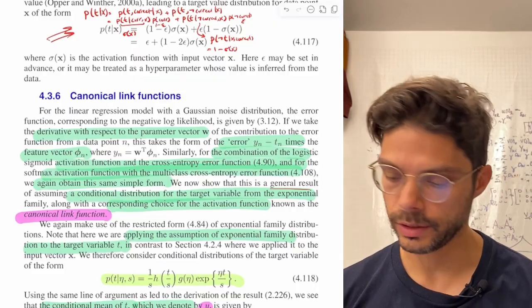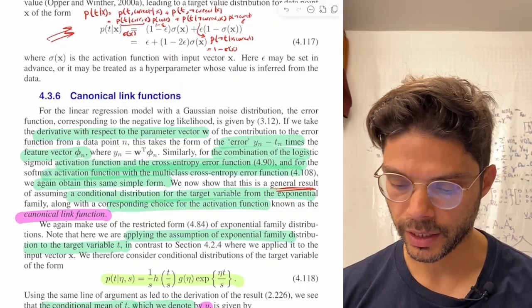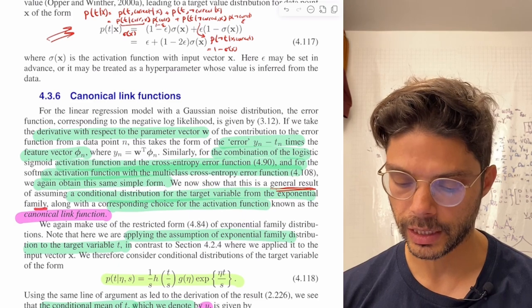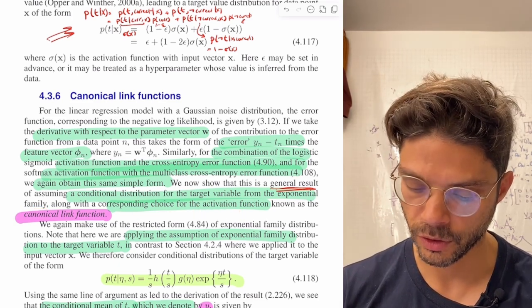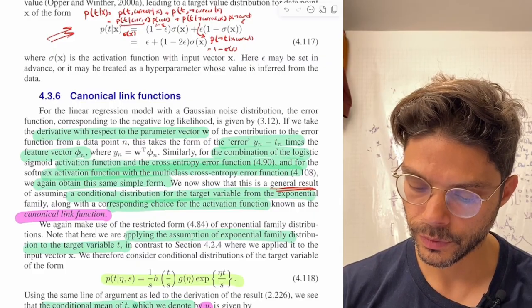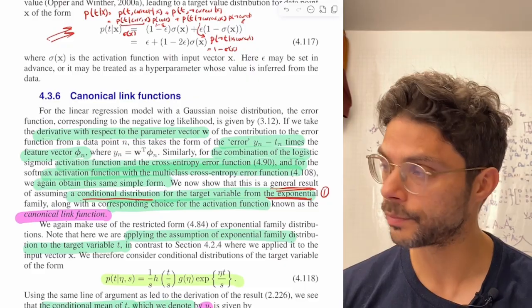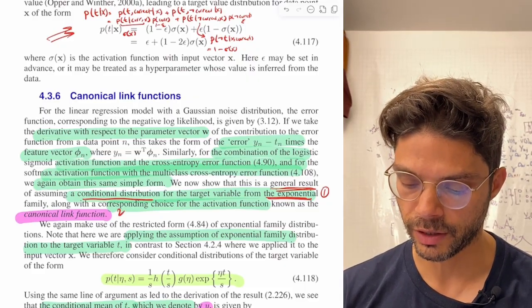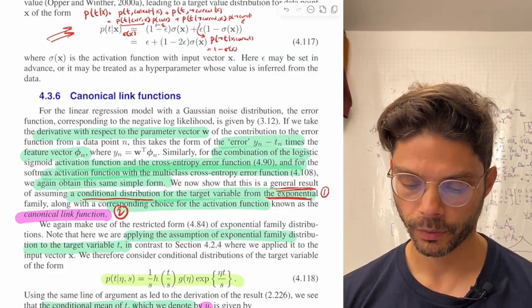A general result of assuming a conditional distribution for the target variable from the exponential family, along with the corresponding choice of activation functions. We've got to do these two things. A conditional distribution from the exponential family, so that's one, along with the corresponding choice of the activation function, known as the canonical link function. Those two things you've got to do, and then you'll get the same form out.